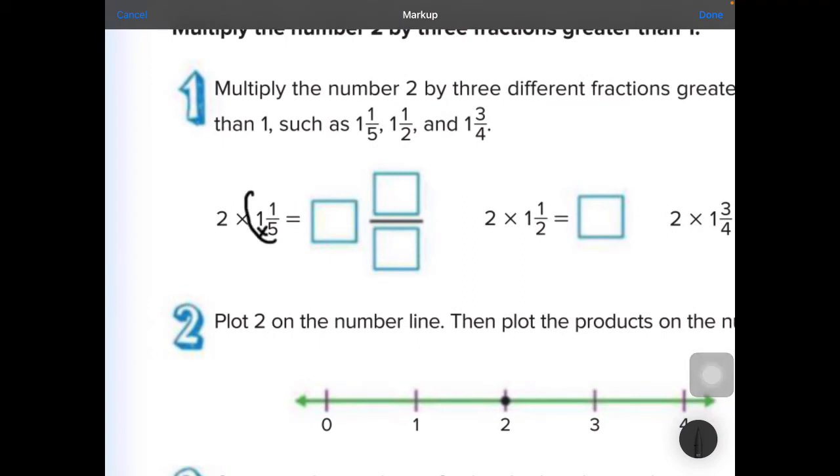C method, times plus. 5 times 1 is 5 plus 1 is 6. 6 fifths times 2 over 1 equals 12 fifths. 5 will go into 12 at least twice. Then there's going to be 2 left over, 2 fifths. Carry the denominator over.